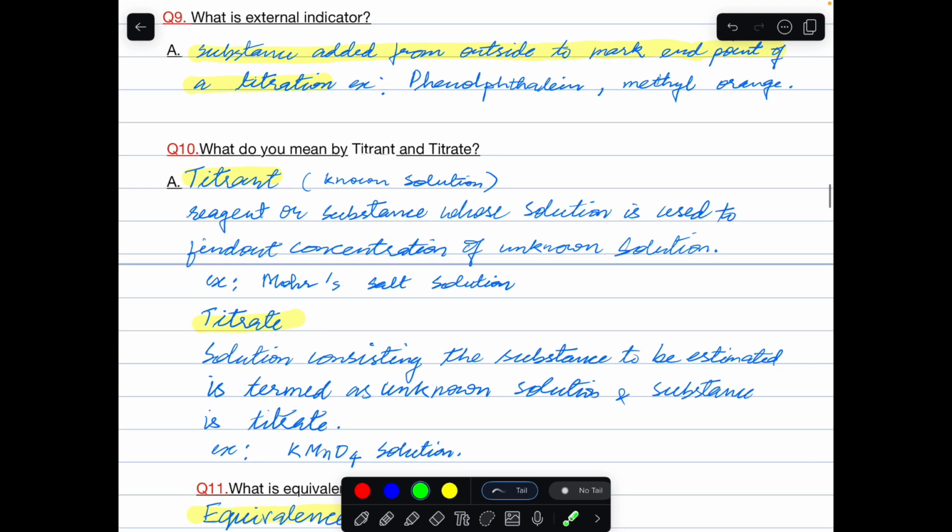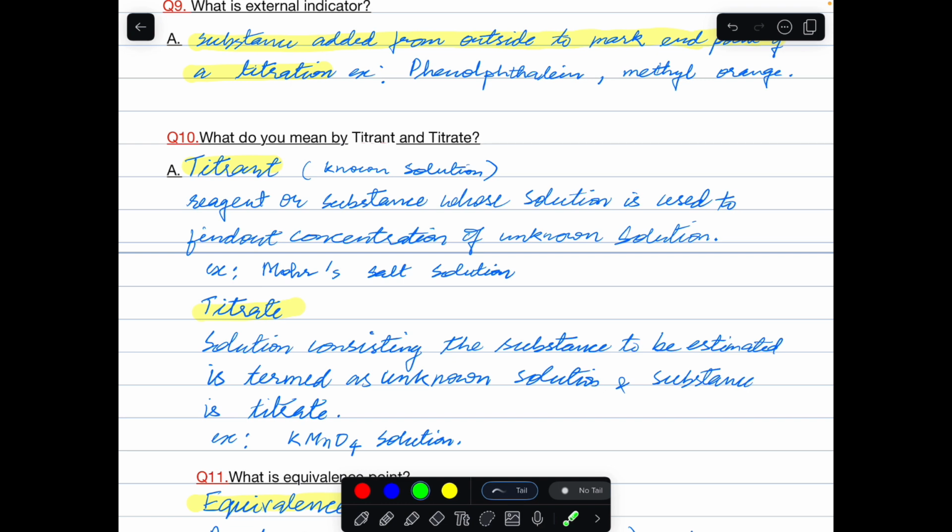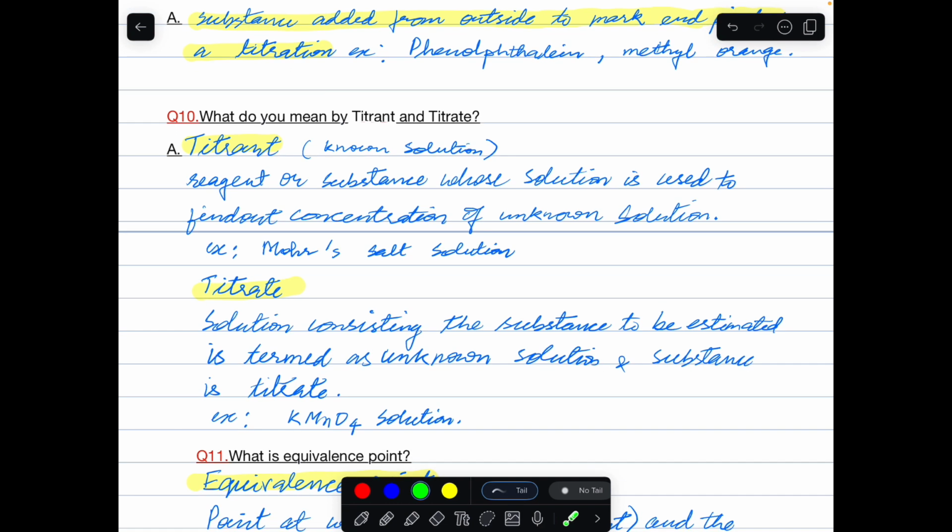Okay, this term we have already used. So titrant is the solution for which the concentration is known. The substance which is present in this known solution is called titrant. And in case of the unknown solution, whatever substance is present for which we do not know the concentration is called titrate, and the solution is known as the unknown solution. So the reagent or substance whose solution is used to find out the concentration of the unknown solution is called titrant. Like in your case, Mohr's salt solution was the titrant.